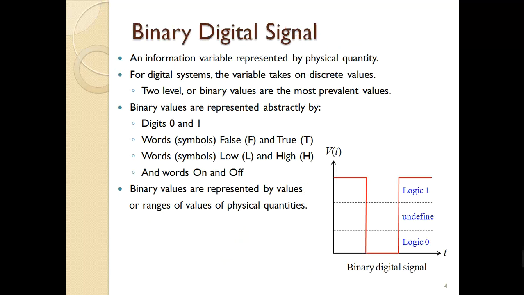In binary, values are represented only by zeros or ones, which are also known as digits. A digit is a single digit like 0 and 1, so both are digits. These digits represent binary values, so there are only two levels, that is, two binary values. Otherwise, the binary values are called words, that is symbols: false or true, that means F for false and T for true.